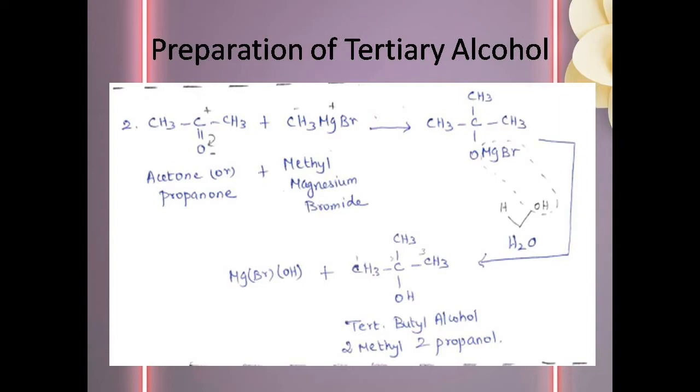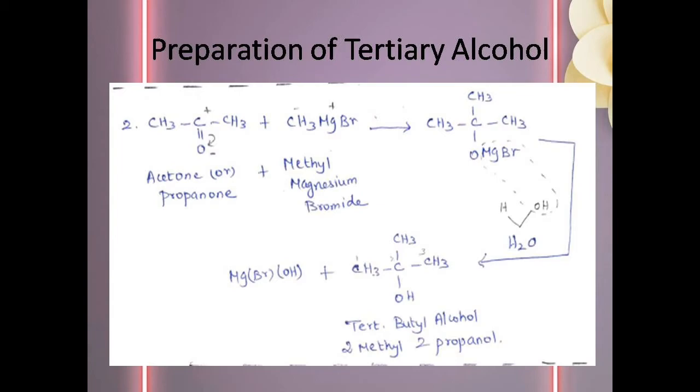To get a primary alcohol, formaldehyde is added with the Grignard reagent. To get a secondary alcohol, acetaldehyde is added with the Grignard reagent. Now to get the tertiary alcohol, acetone will be added with the Grignard reagent. Acetone's another name is propanone. Acetone formula: CH3 C double bond O CH3.